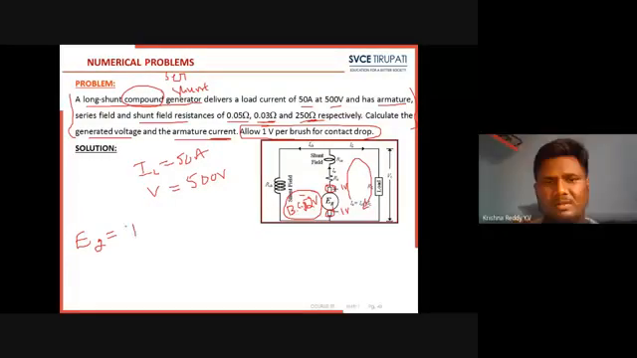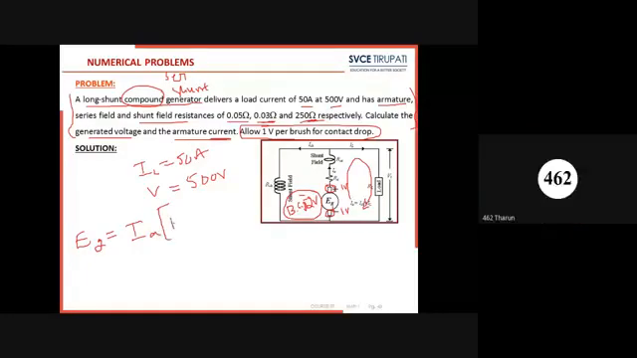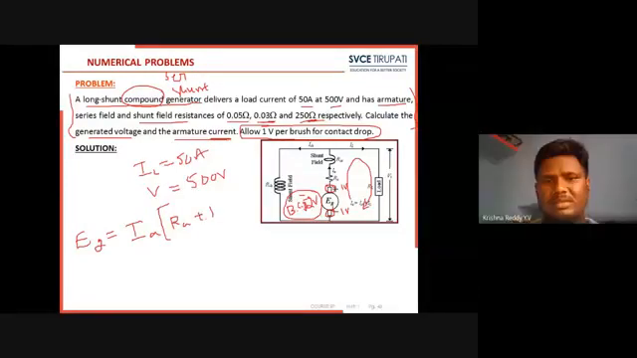IA, RA, IA plus RSE, plus RS, because both are in series. The armature winding and series field winding are in series. That's why the current flowing in the armature winding and the series field winding is the same, that is IA plus.